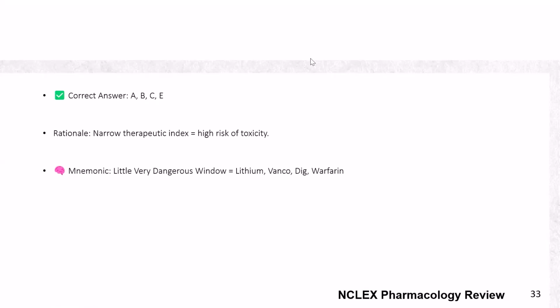Remember that if you have a drug which has a narrow therapeutic index, there is a high risk of toxicity. So that is why you should know about therapeutic index. So lithium, vancomycin, digoxin, and warfarin. You always have to monitor these drugs closely.